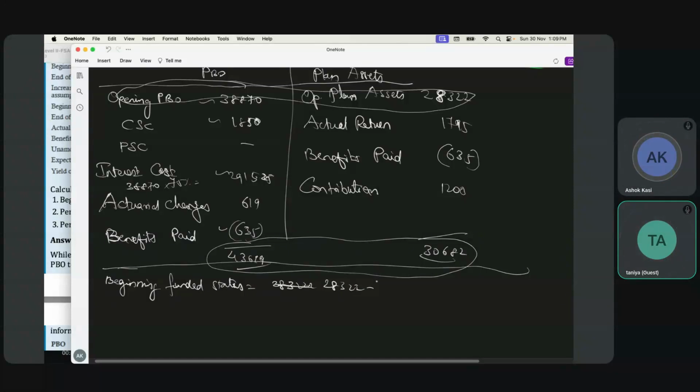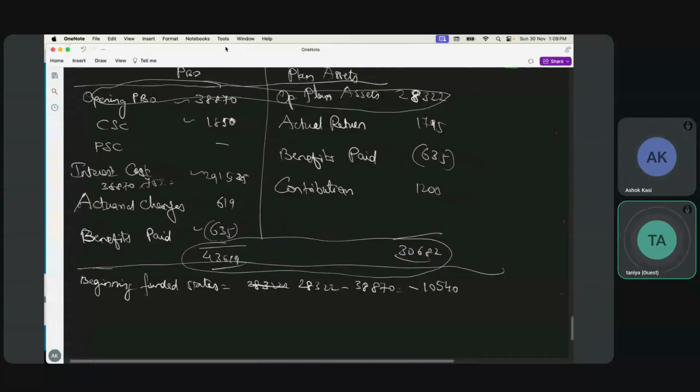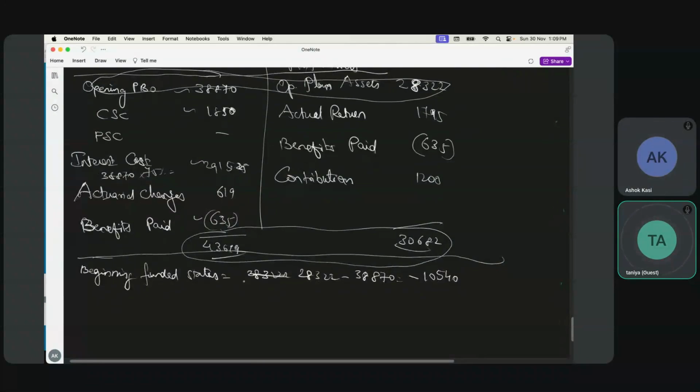28,322 minus 38,870. How much? It's 10,548, minus. Then 3066.